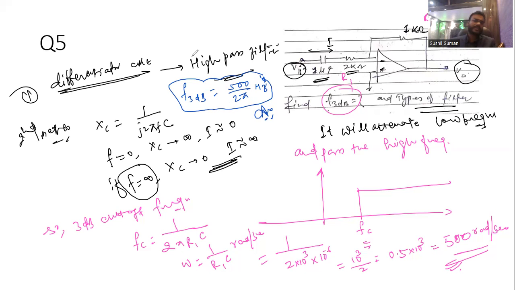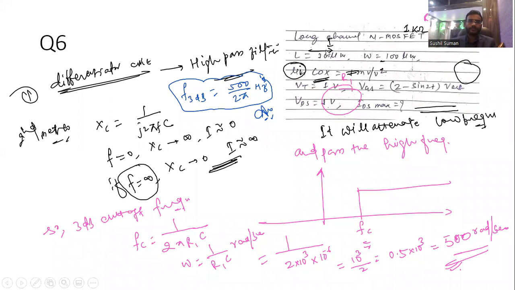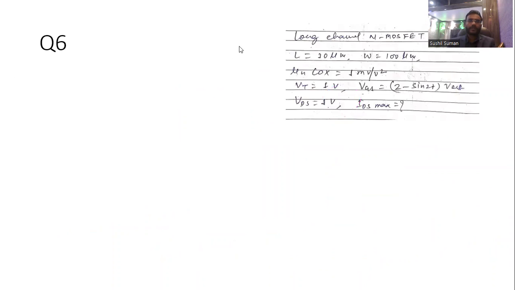Now I'm going to discuss the next one. That is the next topic. Now, the next question is question number 6. The question is about a long channel MOSFET. You have to consider a long channel MOSFET having L equal to 10 micrometer and width equal to 100 micrometer. You are given mu into C oxide and VT. VGS equal to 2 minus sine 2t volt. VDS equal to 1 volt. Then find the IDS maximum.